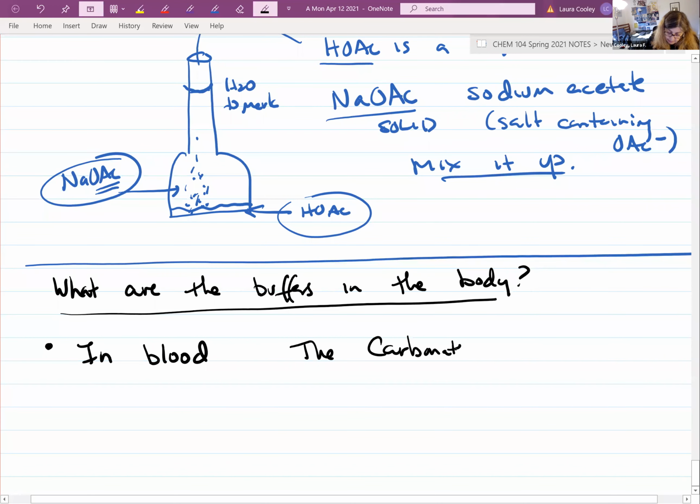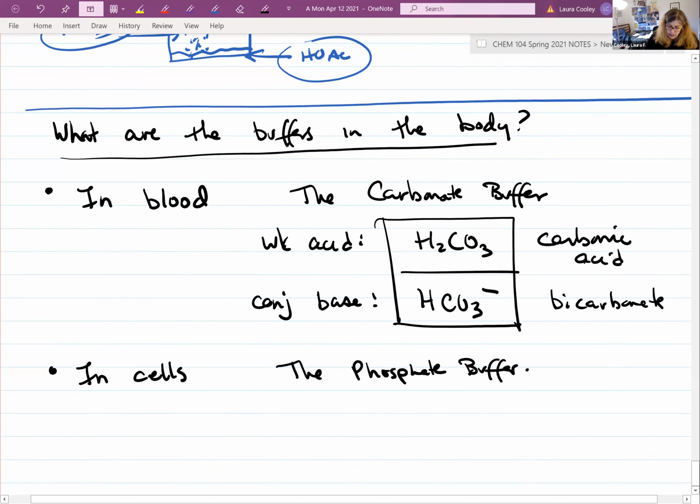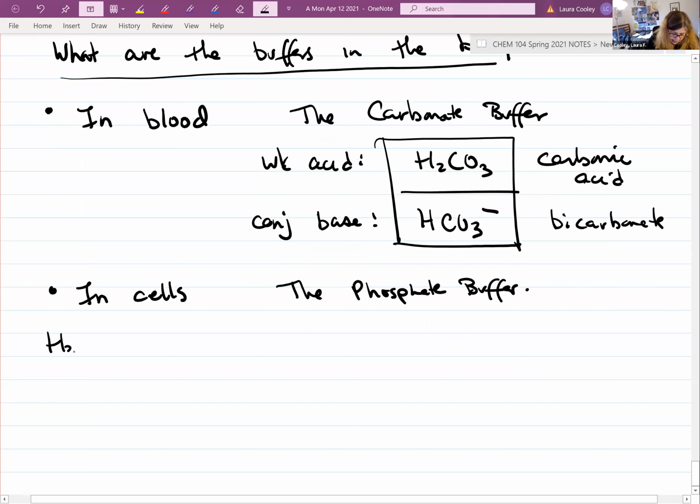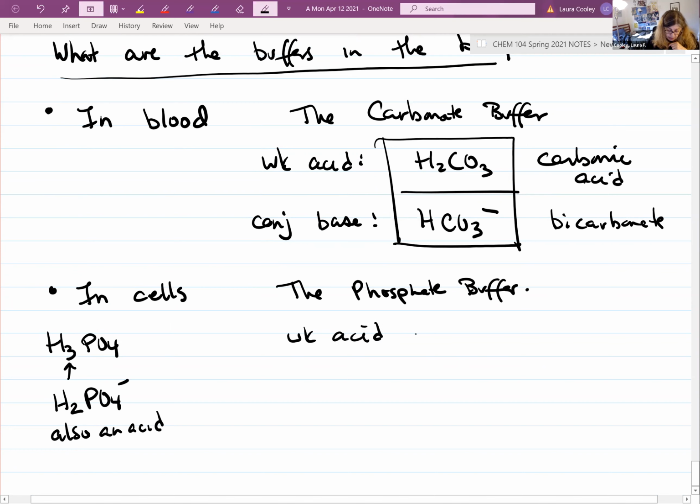Okay. In cells, there's a different one. It's called a phosphate buffer. And phosphoric acid is a relatively strong weak acid, but it's what we call a triprotic acid. And if you take away an H plus from it, you end up with H2PO4 minus. This is also an acid. So the weak acid in the phosphate buffer is H2PO4 minus. It's not H3PO4. That would actually be too acidic for the pH that's needed in blood.